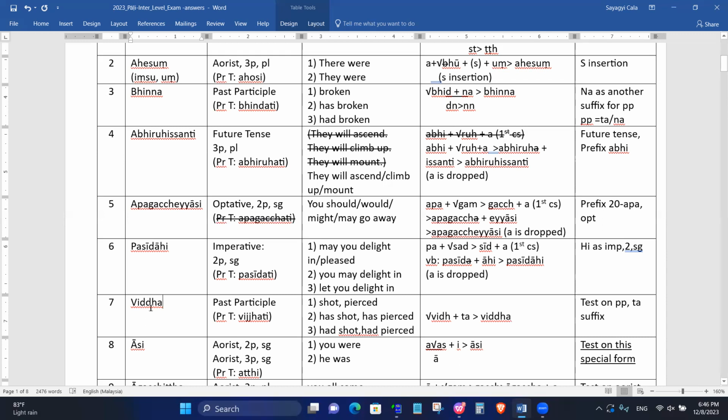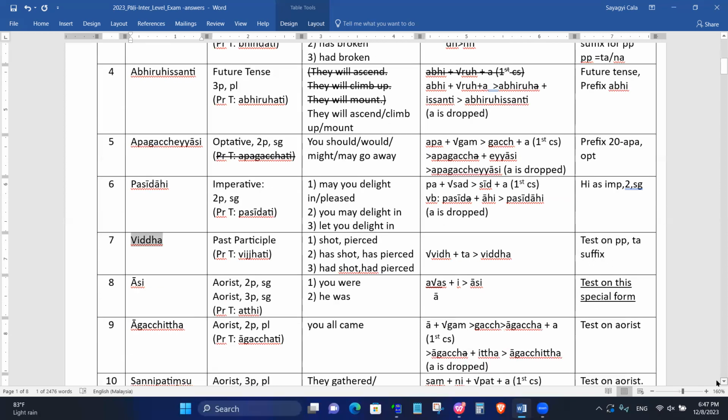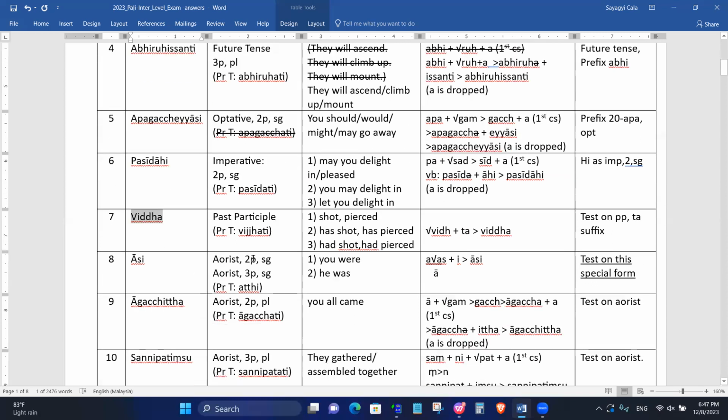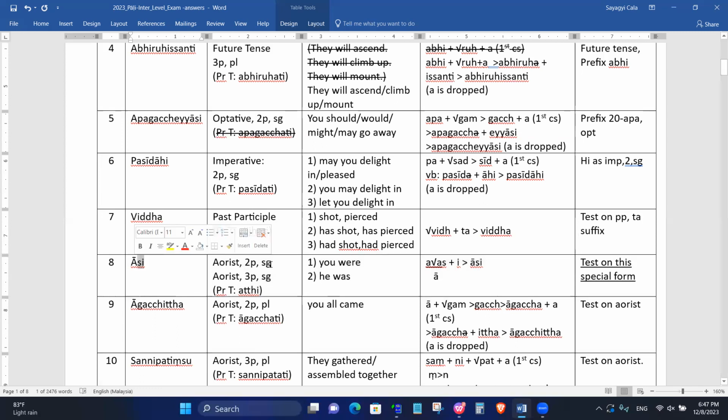Okay, so with that, this is a past participle, so very easy, with plus ta, to test on the past participle suffix. So you can just show me this answer or either one is okay. So this question, I think this one is shown in one of the answers. So, see. Aorist second person singular or third person singular. I think some of the students didn't get it right because this is too simple. All right. So it's very easy.